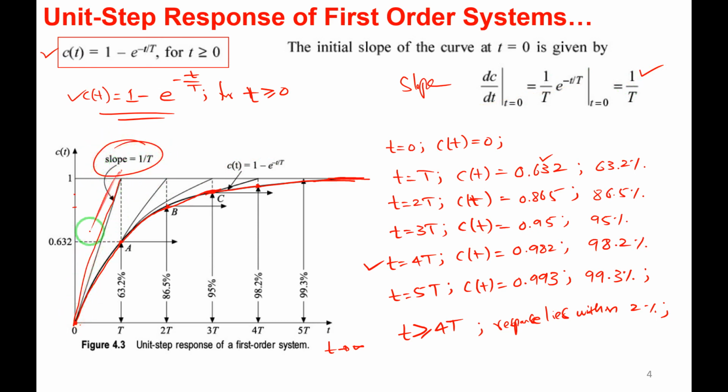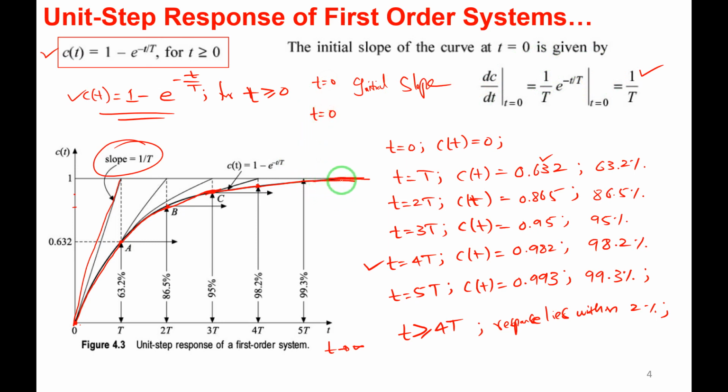How to find out the initial slope? The initial slope at time t equal to 0 is 1 by T. Then what is the slope at time t equal to infinity? This is at time t equal to 0. At time t equal to infinity, what is the slope? Can anyone tell? Observe here.